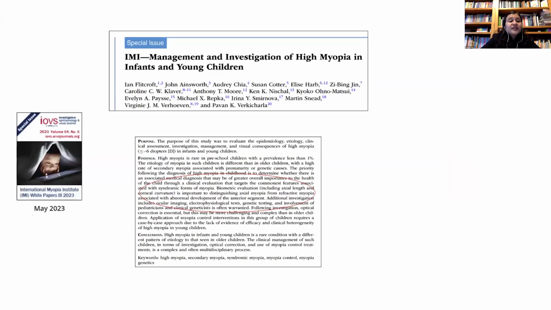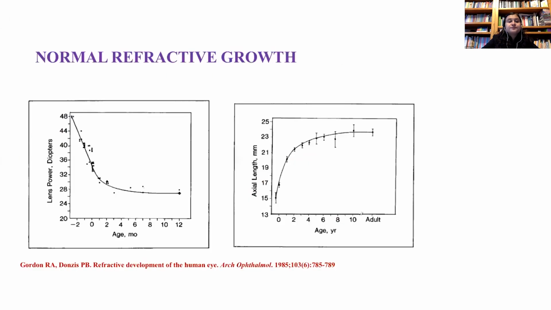So this is the white paper published by the International Myopia Institute, and they focused in this article on investigation and management of high myopia in infants and young children. Biometric evaluation, including axial length and corneal curvature, is very important to distinguish axial myopia from refractive myopia, because refractive myopia is associated with abnormal development of the anterior segment.